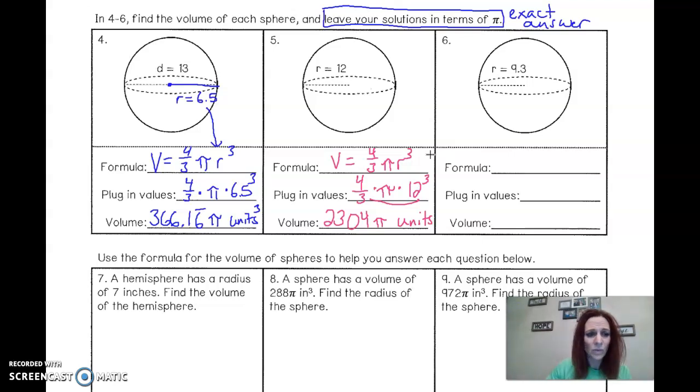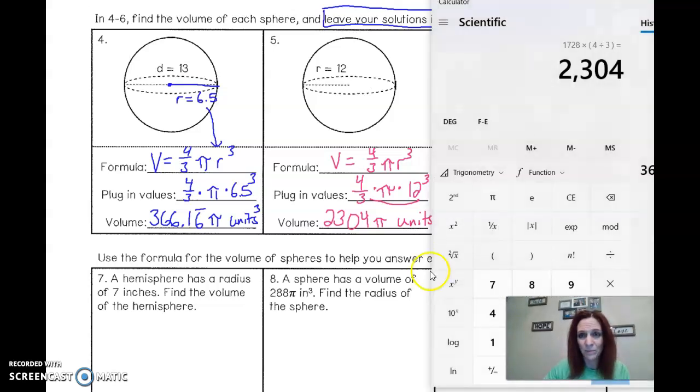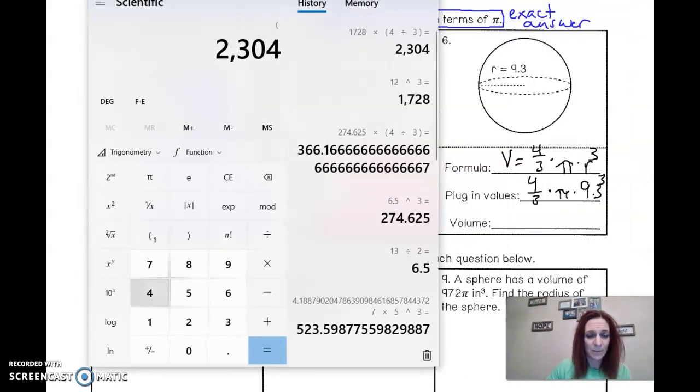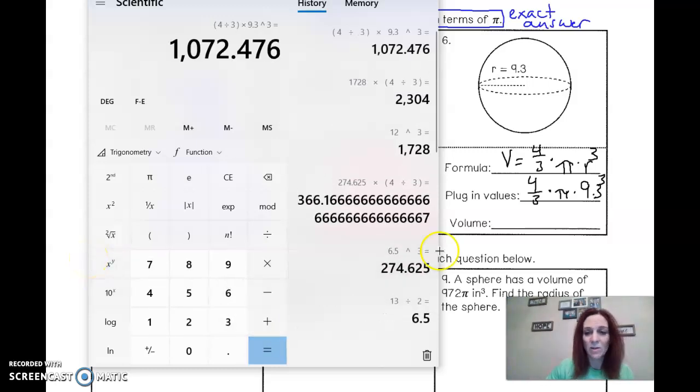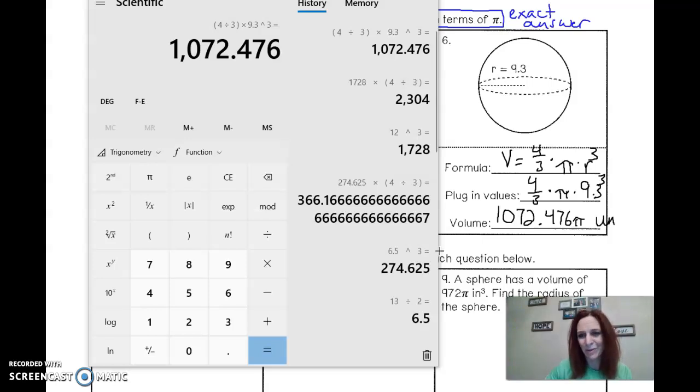One more. Our formula. Hey, guess what? It's still 4/3 times pi times our radius cubed. Our radius, double checking to make sure it's our radius, is 9.3. So it's 4/3 times pi times 9.3 to the third. All right, let's go this way. Maybe 4 divided by 3 times 9.3 raised to the third. Okay, and so I'm going to get 1,072.476 pi cubic units.